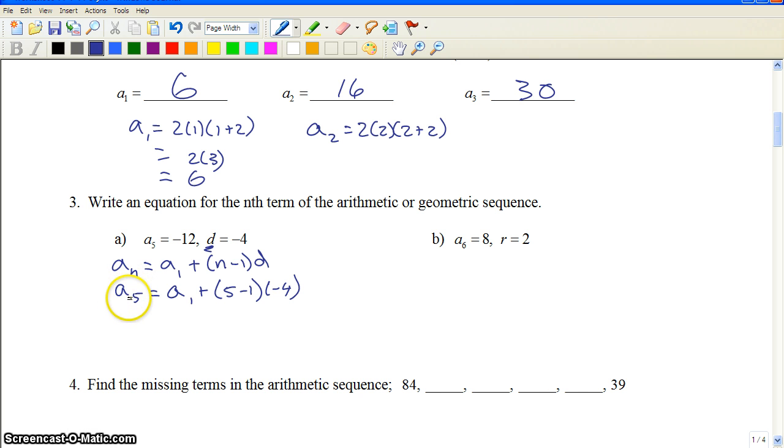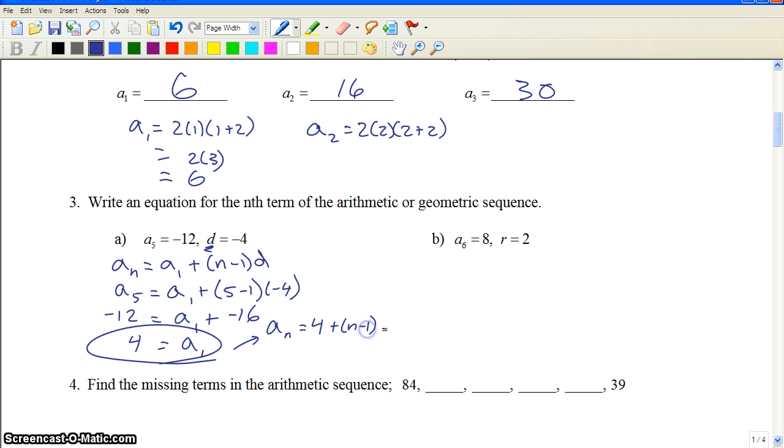We can also substitute -12 in for a sub 5. So we get, that's 4 times -4, so that'd be -16. So you get a sub 1 equals 4. And then we can put that back into our generic statement. So we get a sub n equals 4 plus n minus 1 times d, which was -4. We also need to simplify this. A sub n equals -4n plus 8 as our closed form.